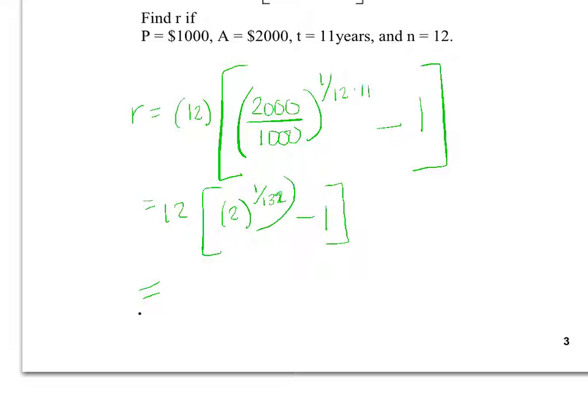Then it's a matter of doing this on a calculator. You're going to take 2 to this exponent, and remember to use parentheses for 1 divided by 132. Then you're going to take that minus 1, and then take that times 12. I'm not sure what this is going to be. I want you guys to actually figure this out and put it in your notes so that when I check your notes I can see what this is as a decimal. And remind me also to talk about this in class tomorrow.